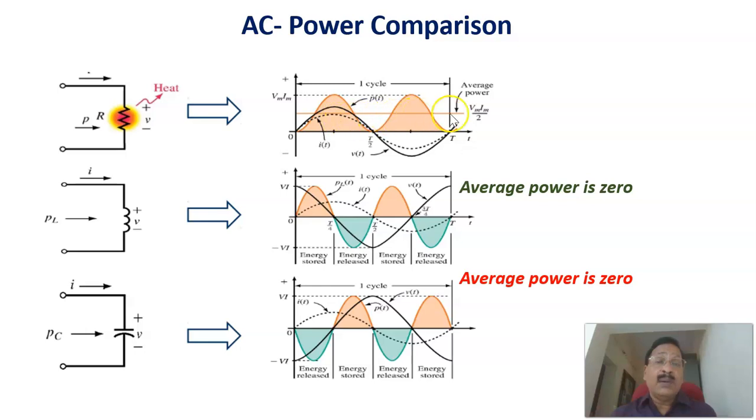This is the average power consumed here. And this is the energy consumed here, represented as this shaded portion. Here voltage and current are in phase, and there's no reactive power consumed. Only the active power comes here in a pure resistive load.